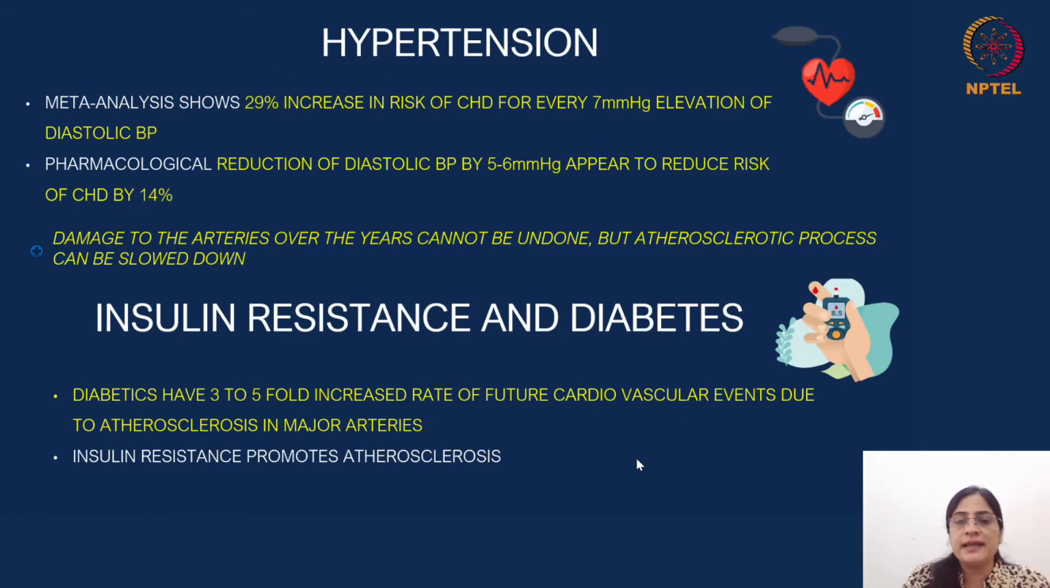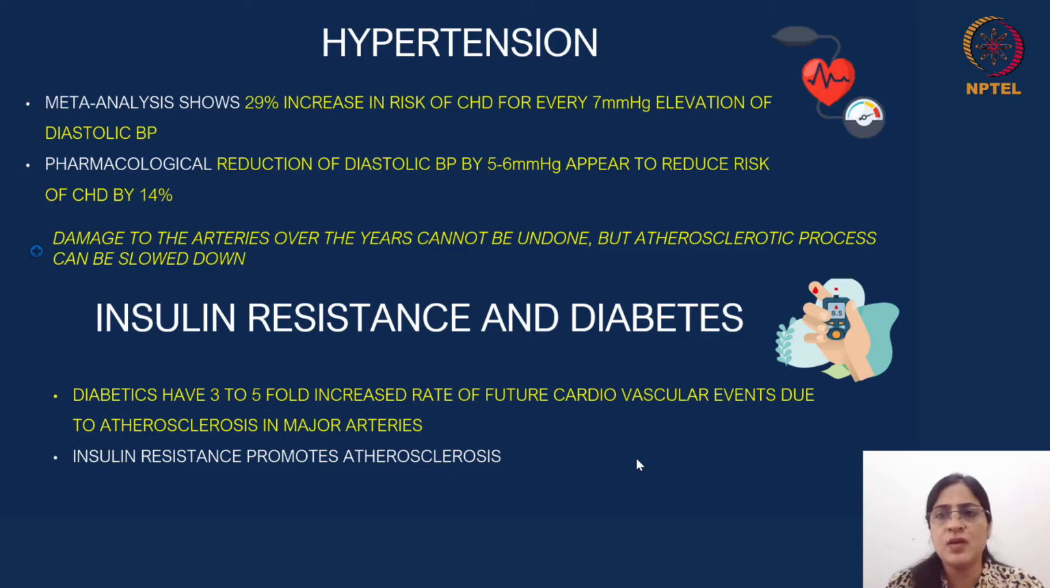Hypertension. Now, again, the literature supports that every 7 millimeter increase of diastolic blood pressure increases the risk of coronary artery disease by approximately 30%. And a pharmacological reduction of diastolic blood pressure by 5 millimeters can lead to a reduction of the risk of coronary artery disease by 14%.